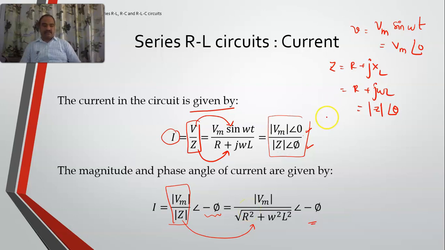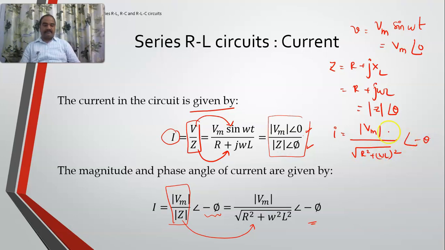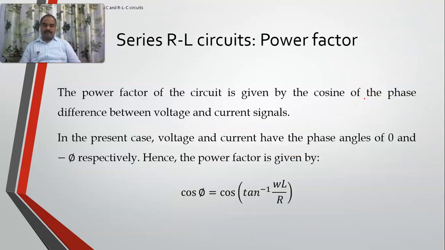Understood? So I'll write it here: I is equal to Vm by, considering only magnitude, square root of R square plus omega L whole square, at an angle of minus theta, or if you want to represent it as phi, minus phi. So in series RL circuits, we have already done the impedance calculation and also the current calculation.